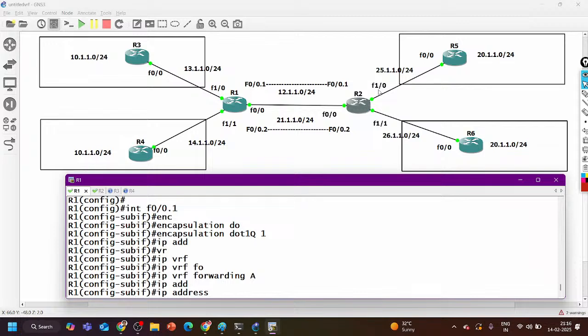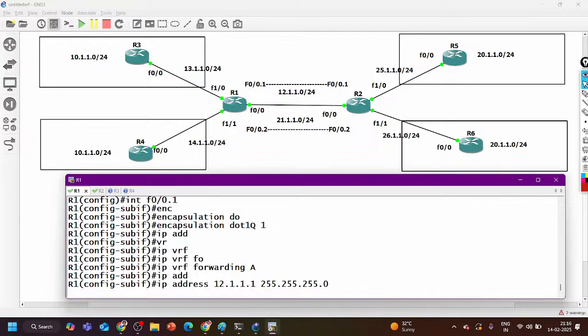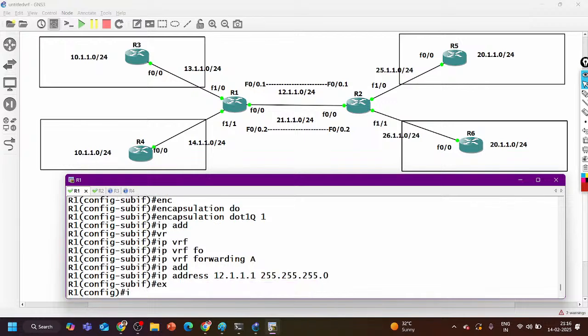So now I have two virtual links between R1 and R2. This virtual link can be over the physical subnet also, right? Same thing I told you, you can practice after learning GRE. So now here I am going to configure IP 12.1.1.1 and 255.255.255.0. Exit.